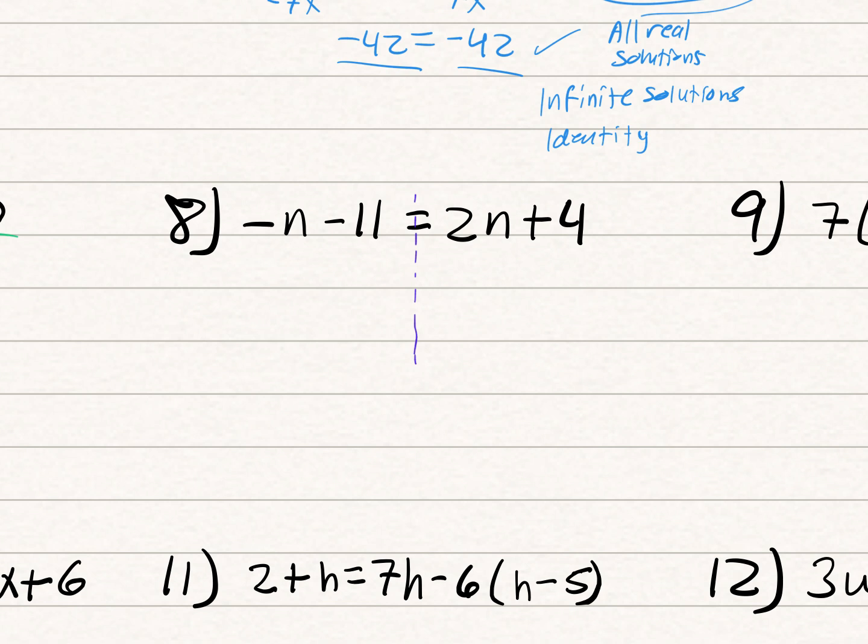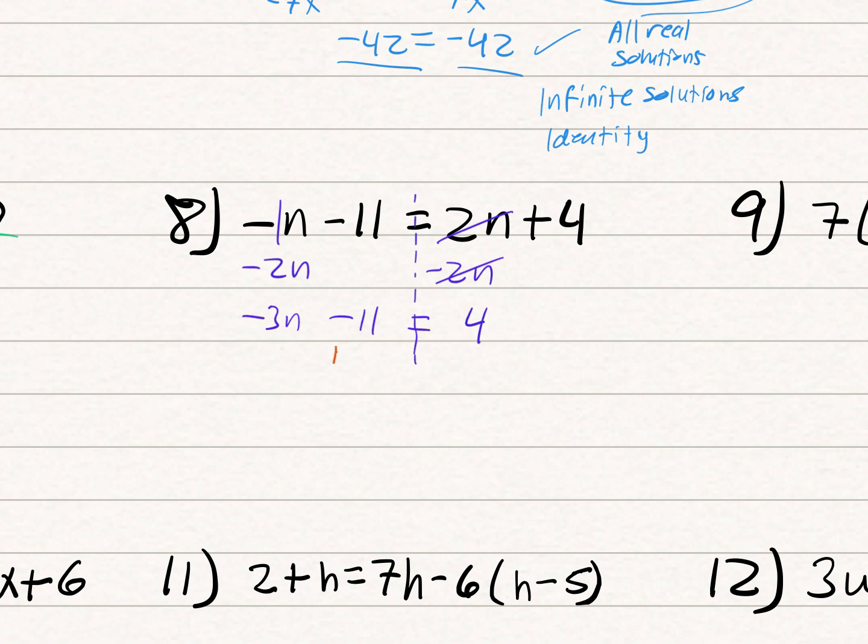So let's get everything to one side. Right, let's subtract 2n. And then -n minus 2n. -n is the same as -1n, right? If you don't see a number in front of the variable, you assume it's a 1. And then -1 minus 2 is going to be the same as -3, right? If they have the same sign, you add them and you keep the sign. All right, and then 2n minus 2n goes away, and this equals 4.